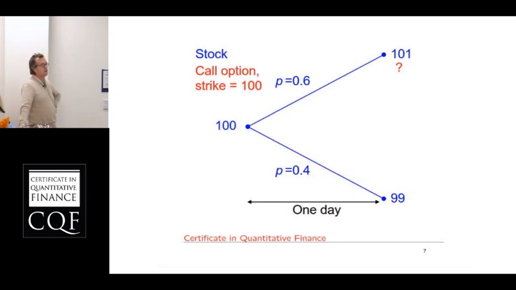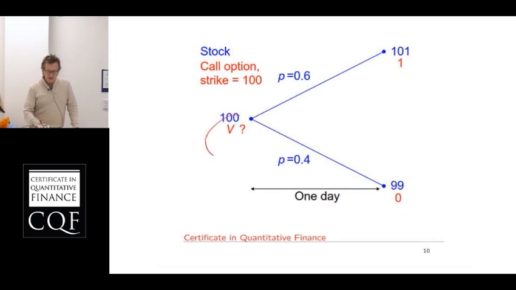And we have a call option on this stock. Call option with a strike of 100, and this expires tomorrow. So if the stock rises to 101, what is the call option payoff? 1, very easy. 1. If the stock falls to 99, what's the payoff? 0. Very good. Which then, let's follow the obvious question. What's the value of the option? Any thoughts on the value of the option?